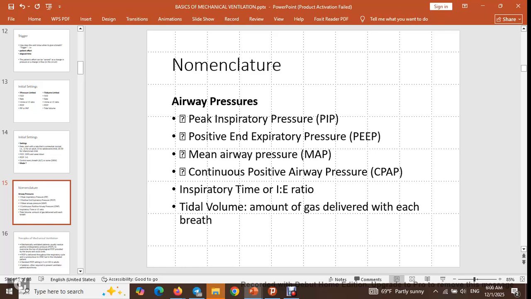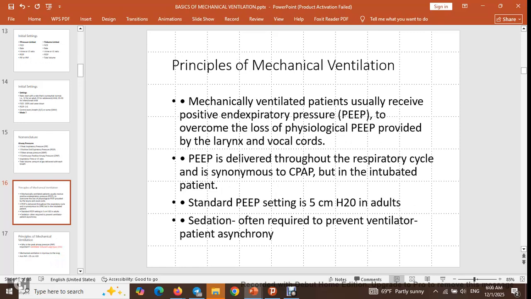The other thing is mean airway pressure. The other is CPAP, continuous positive airway pressure, that we use in support ventilation. The other is inspiratory time, or I:E ratio. The other is tidal volume, the amount of gas delivered each breath. And the others are most important things.